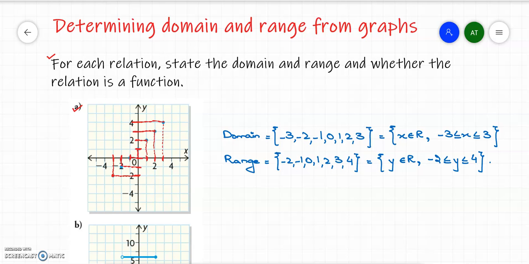Okay, now we need to determine that the given relation is a function or not. So for the function, the domain must be unique, like I explained in my previous video. So we can see the domain is -3, -2, -1, 0, 1, 2, and 3. So the domain is unique. So we can say that the given relation is a function. Right? Let's move to the B part.